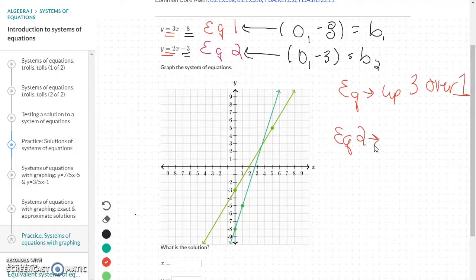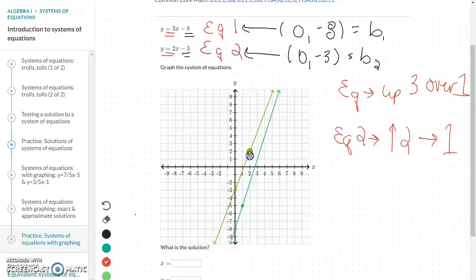And you always run to the right, no matter what. In equation 2, you go up 2 and over 1. And then when you look at the graph, let's see exactly what their point of intersection is. I'm sorry. I'm just trying to straighten out the lines so that every point on the line matches their slope. So I was having a little trouble here.